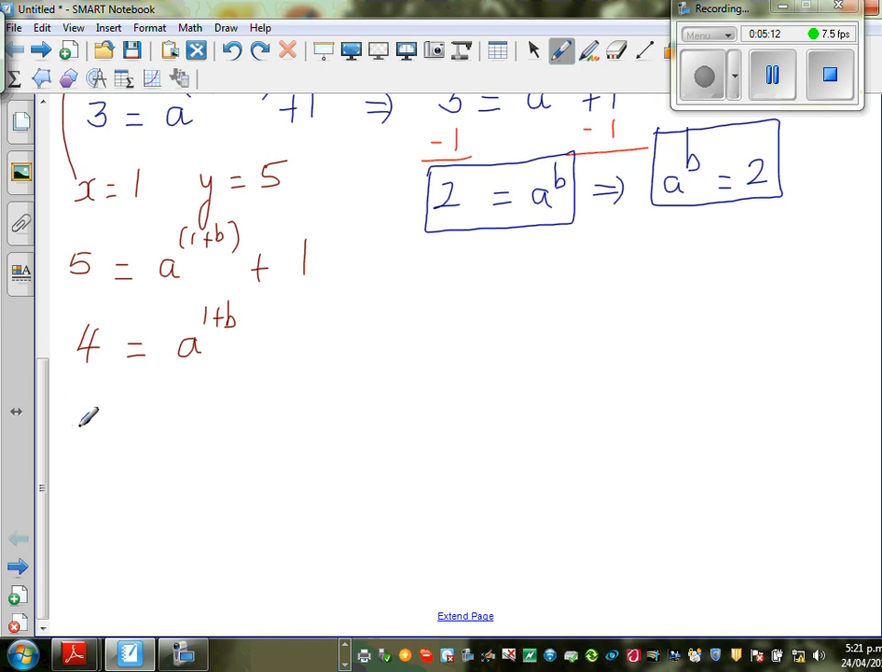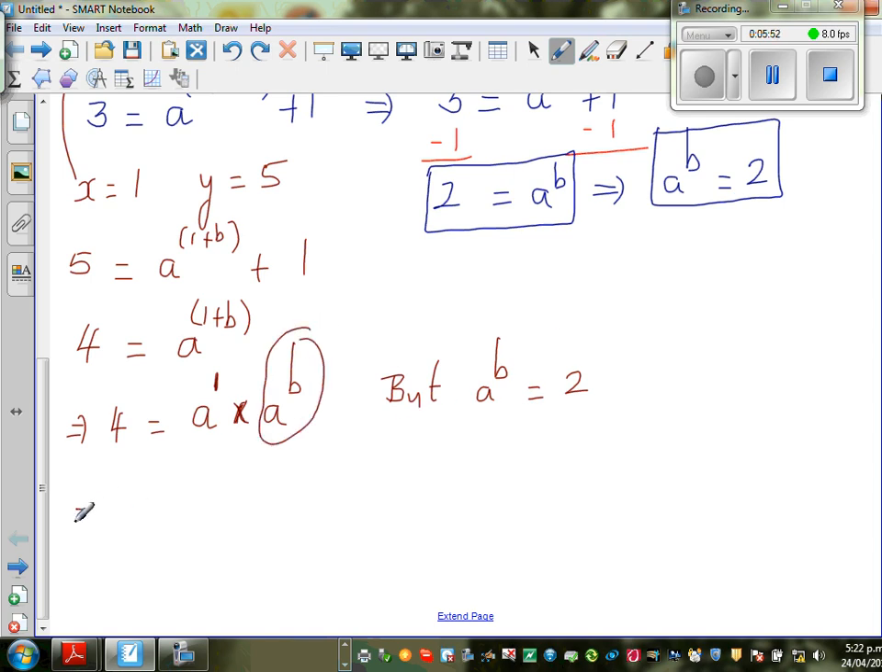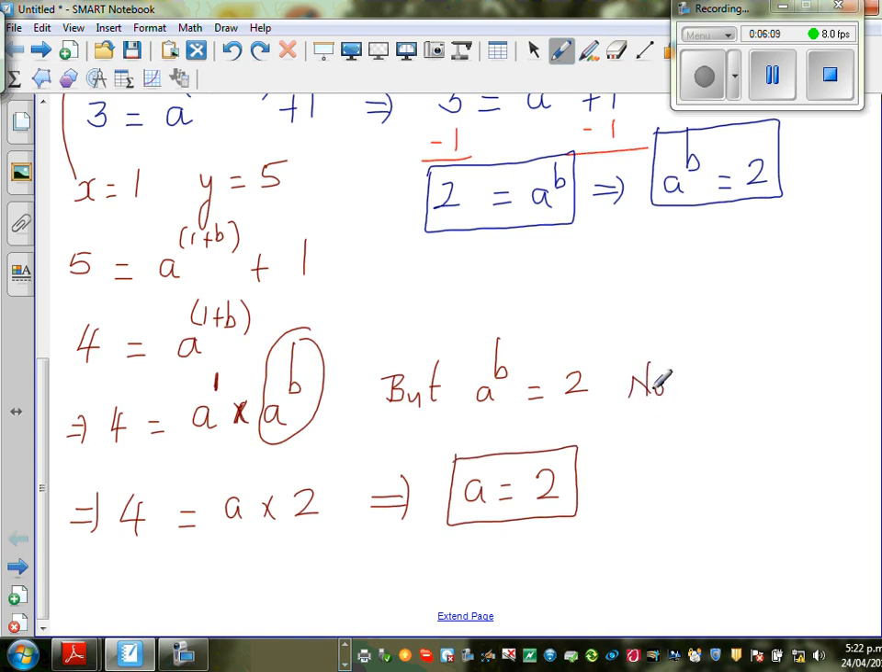So what does this mean? 4 is equal to a to the power 1 plus b, which can be written as a to the power 1 times a to the power b. Using the rules of indices, a to the power 1 plus b is the same as a to the power 1 times a to the power b. Now, what is a to the power b? a to the power b is 2. This is already given, so in place of a to the power b I put 2. So 4 is equal to a times 2, and this very clearly tells me a has to be 2. a is 2.